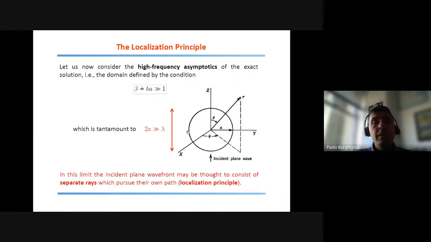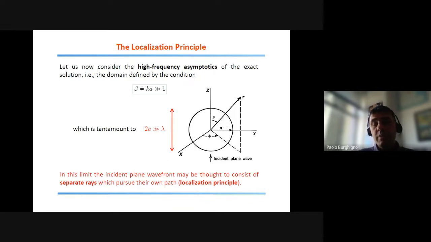As you can see here, in this limit, I have reported again the configuration, the incident plane wave, that is, its wavefronts, which are perpendicular to the z-axis, which is the propagation axis, may be thought to consist of the union of separate rays. So we are describing the incident field in terms of ray optics. And each of those rays basically has its own propagation path independent of the other ones. So basically the wave is localized around those rays, and that's the physical essence of the localization principle.